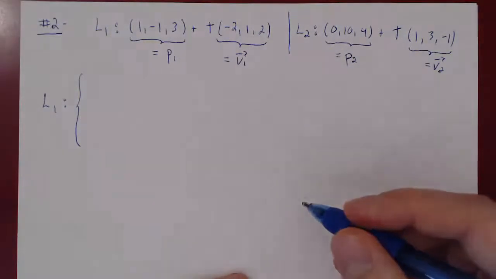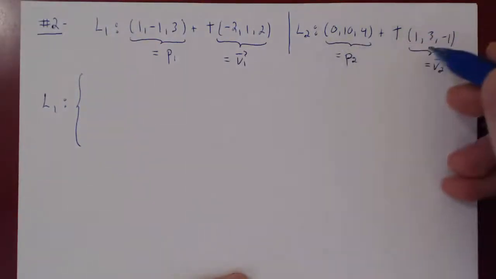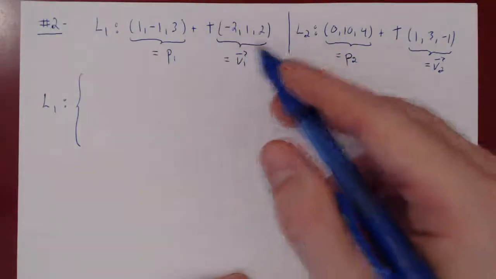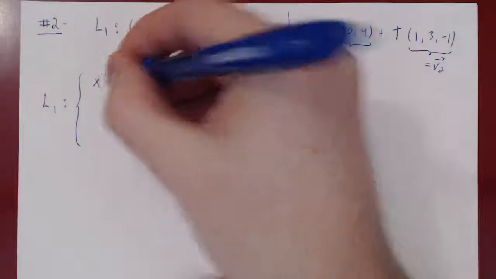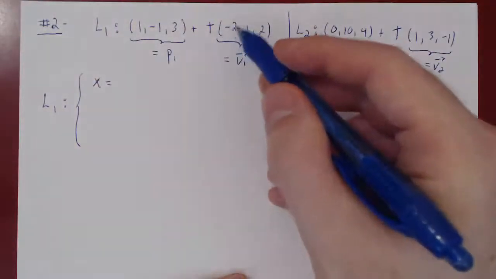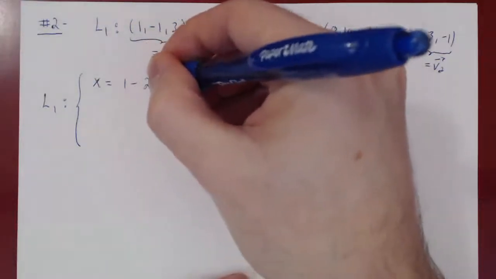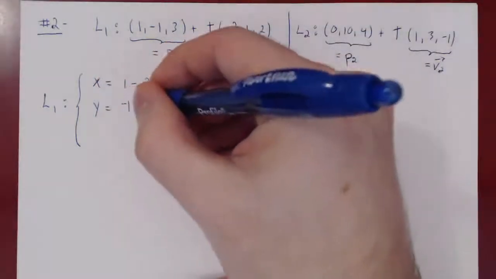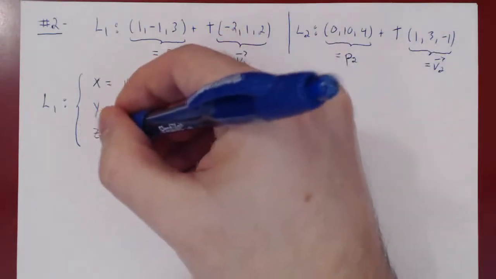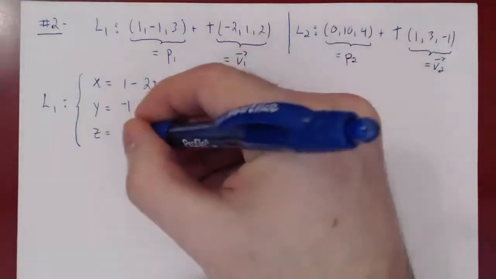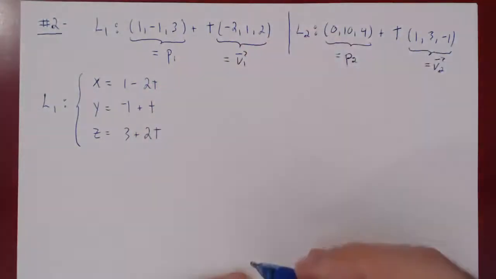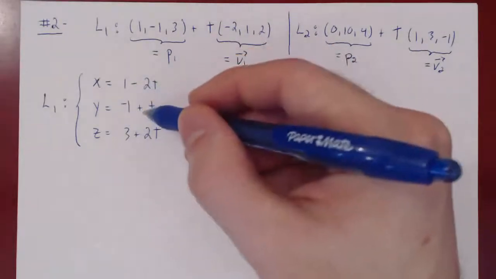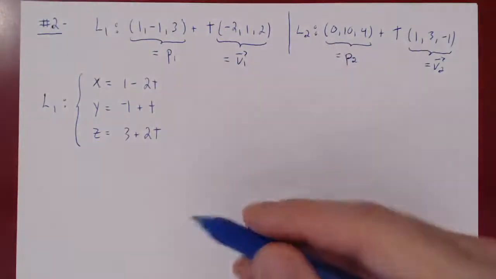So we'll keep t for line 1, but we'll replace t by s for line 2. If you were to add P1 with tV1, you would find an x-coordinate of 1 minus 2t. You will find a y-coordinate of -1 plus t, and a z-coordinate of 3 plus 2t. So any point on the line must have x, y, z coordinates equal to this for some value of t.